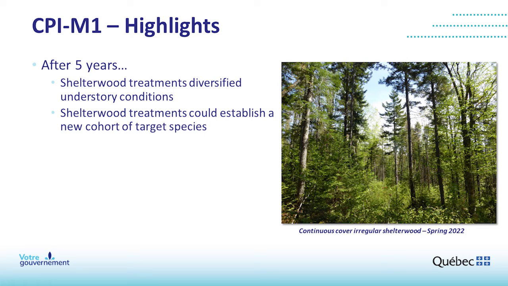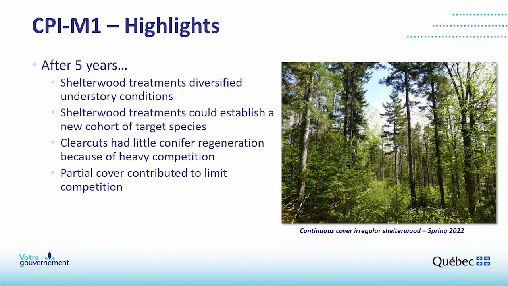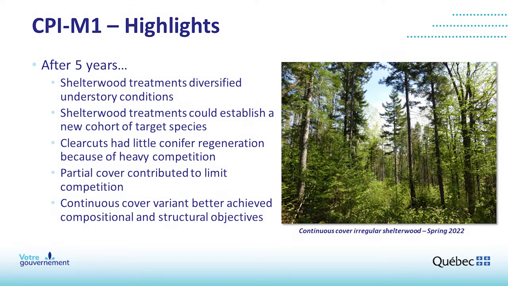Okay, so if we wrap up, after 5 years, after the application of all these treatments, you could see that the shelterwood treatments could diversify the stand conditions. We could establish a new cohort of target species, mixed species, especially in the shelterwoods, and the clear cuts had little conifer regeneration because of the heavy competition. Also, partial cover contributed to limit the competition. And overall, the continuous cover irregular shelterwood better achieved the compositional and structural objectives.